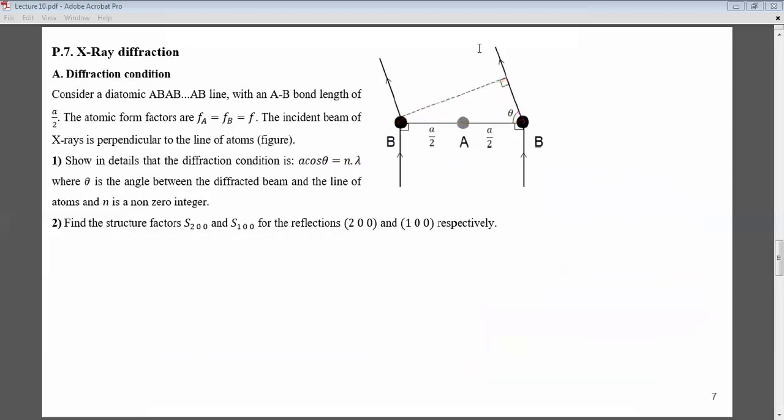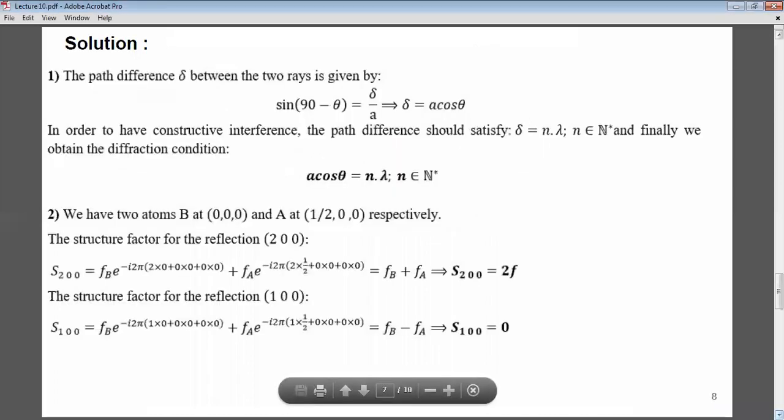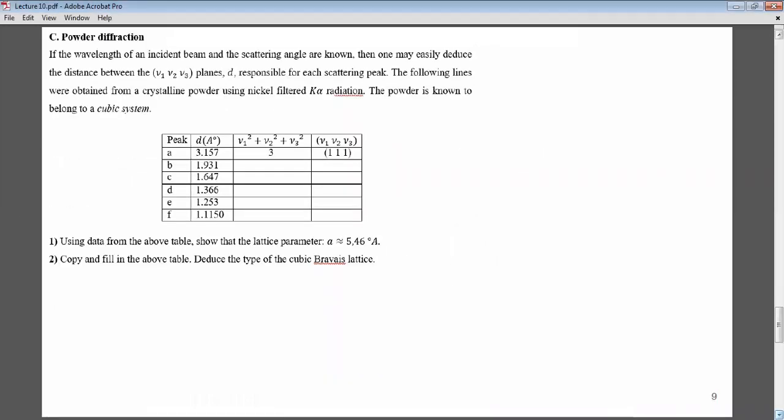Let's do another exercise. Powder diffraction. So here I have a powder which is made from several scatterers. I don't exactly know what the D between them is. I don't exactly know what material I have. So if the wavelength of an incident beam and the scattering angle are known, then one may easily deduce the distance between the V1, V2, V3 planes, which is D, responsible for each scattering peak.